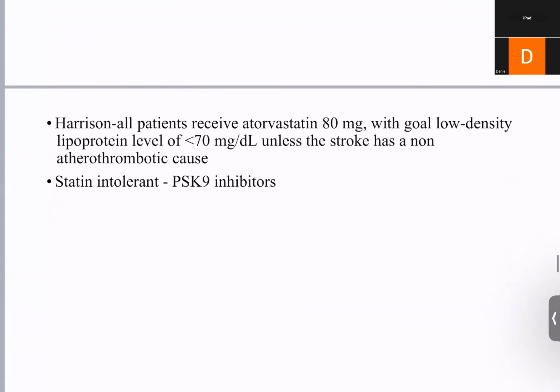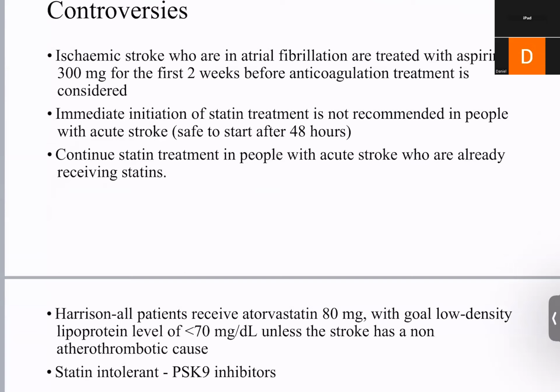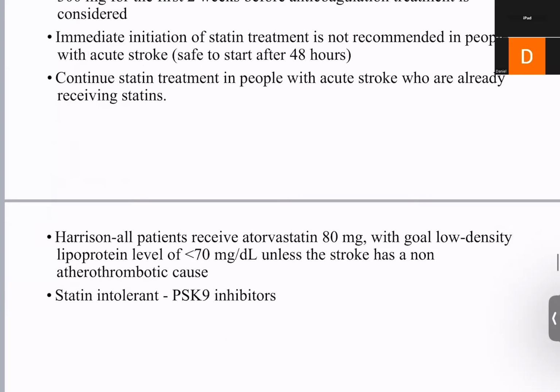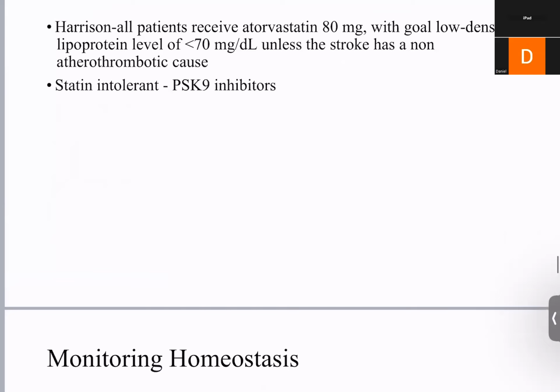So again, there is a controversy in statin use. They recommend not to use statins in acute stroke patients. But Harrison says to use atorvastatin 80 mg with an LDL target of less than 70, unless the stroke is of a non-atherosclerotic cause. And if the patient is statin intolerant, they suggest to go with PCSK9 inhibitors.